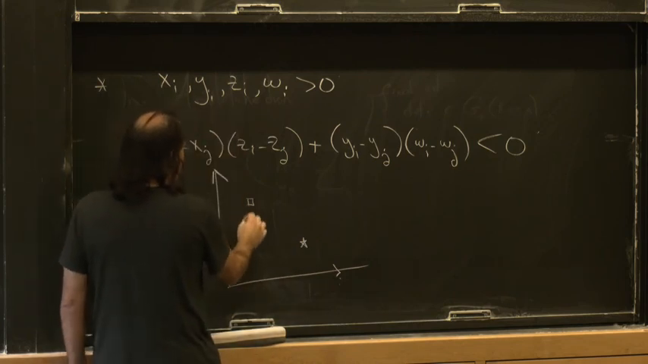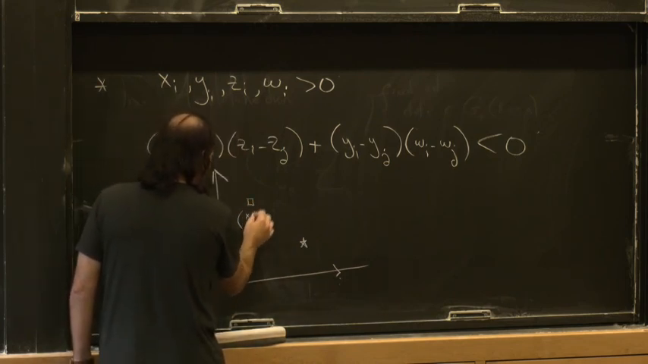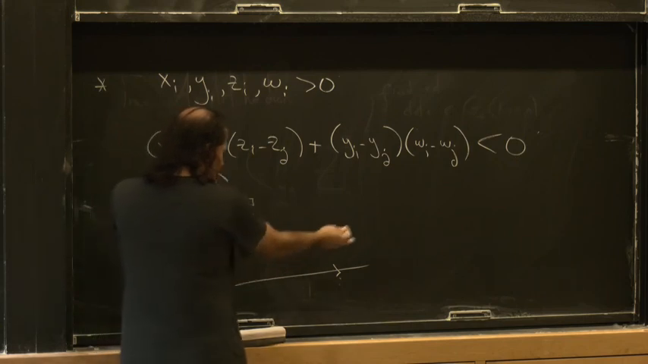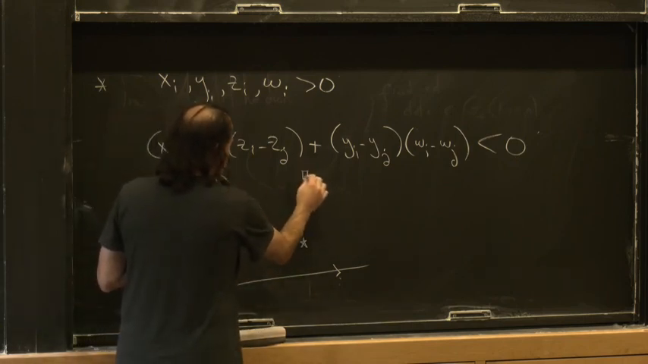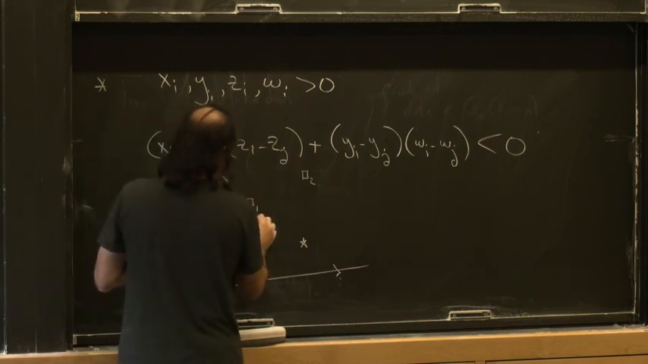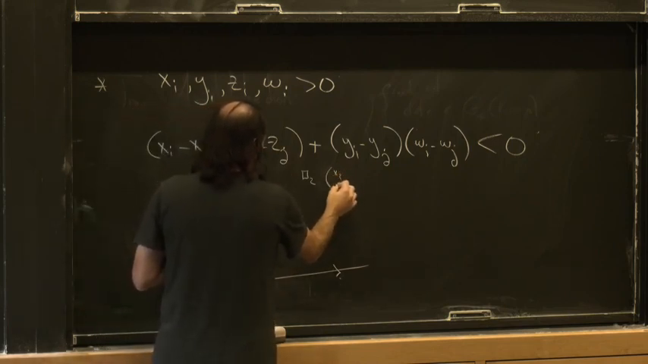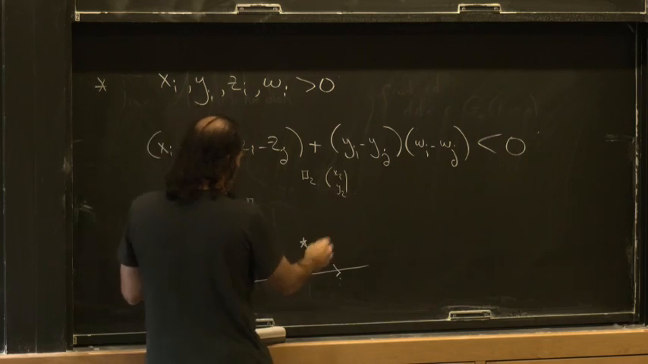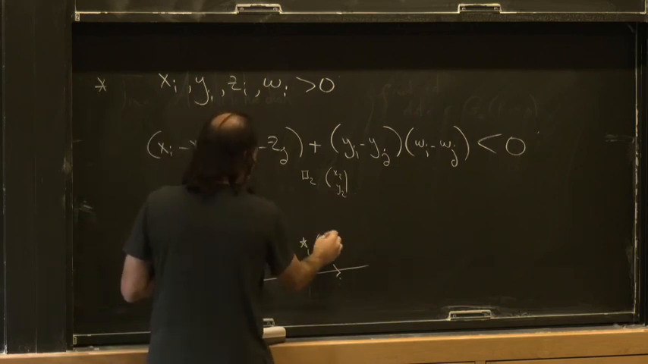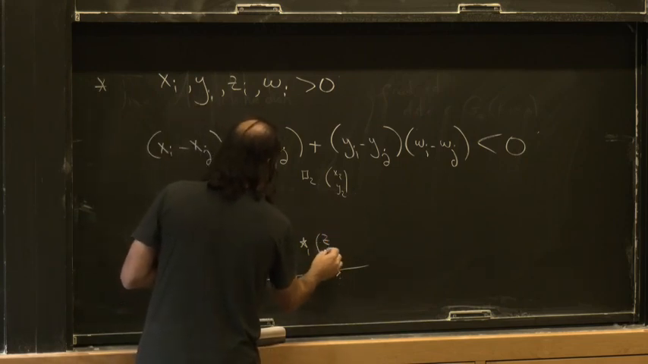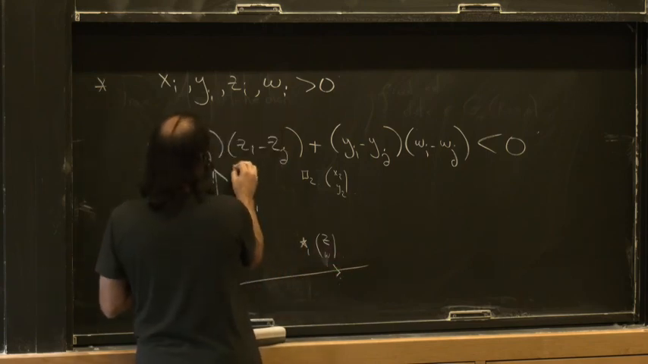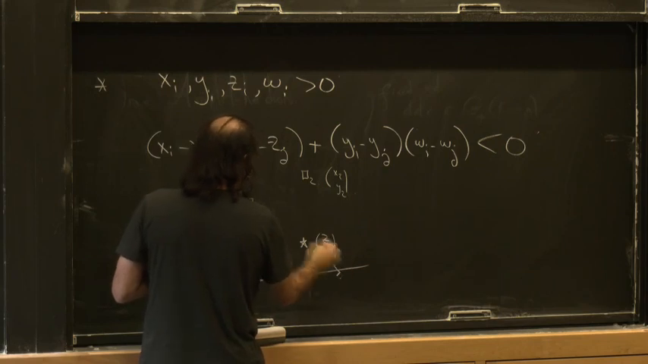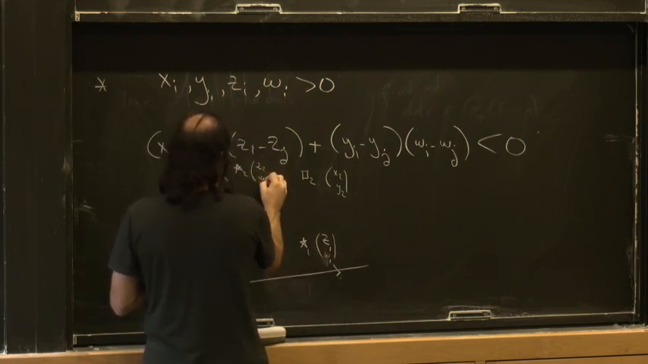Each square is the vector xy. Remember, all these things are positive. That's why they live in the upper quadrant. So there's one of them. There's square 1. Here's square 2. This is x1, y1. This is x2, y2. Here's star 1, Z1 W1, and star 2 is Z2 W2.